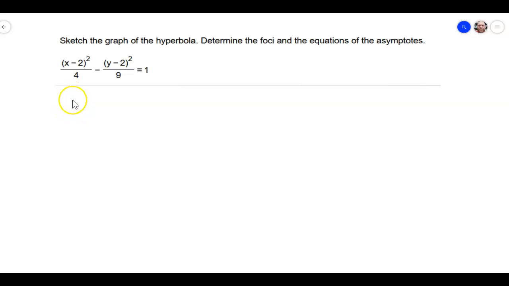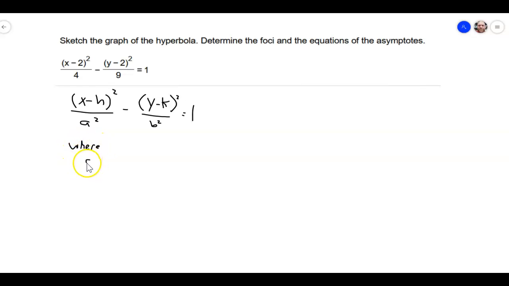So I'm going to use the formula for a left and right opening hyperbola, which looks like this. (x minus h) squared over a squared, minus (y minus k) squared over b squared, is equal to 1, where a squared plus b squared is equal to c squared. And we'll talk about what all three of these variables mean, but let's first go ahead and solve for all three of them.